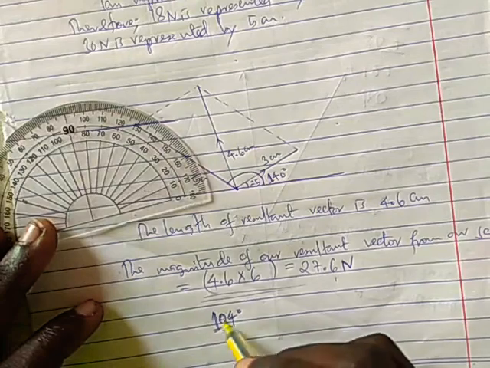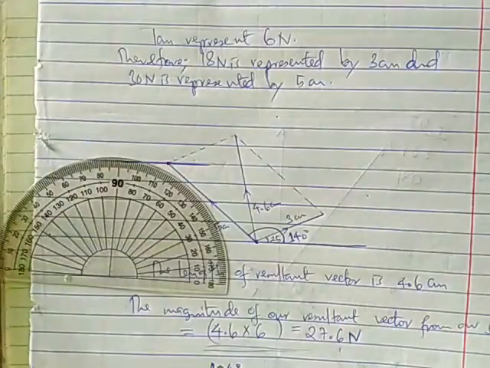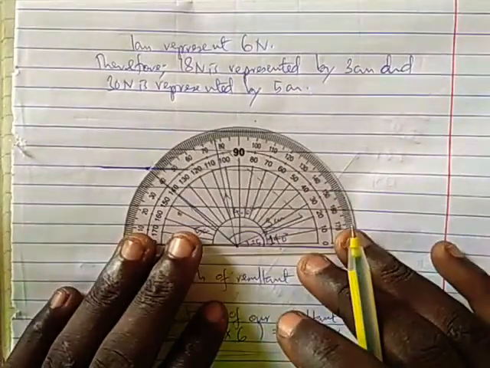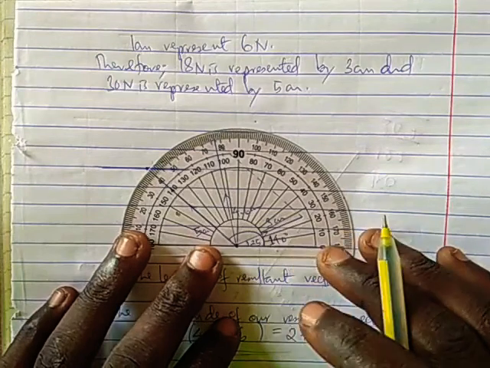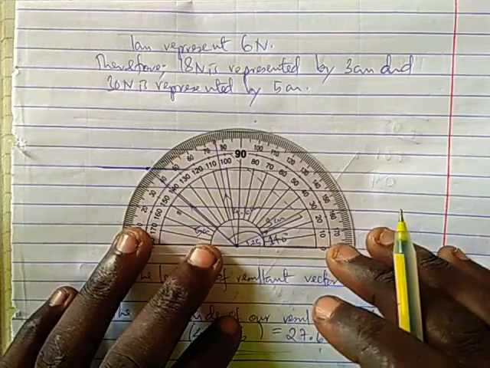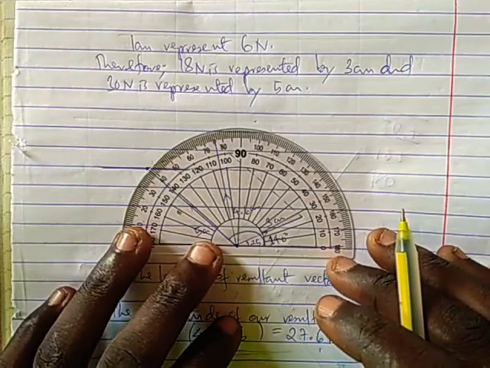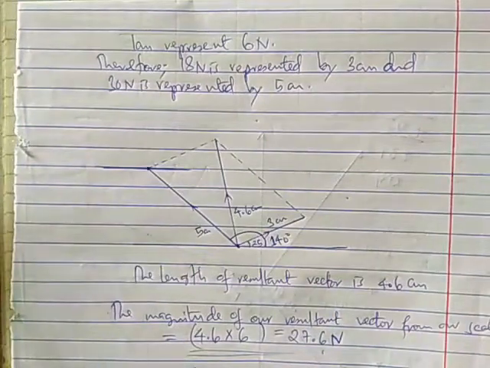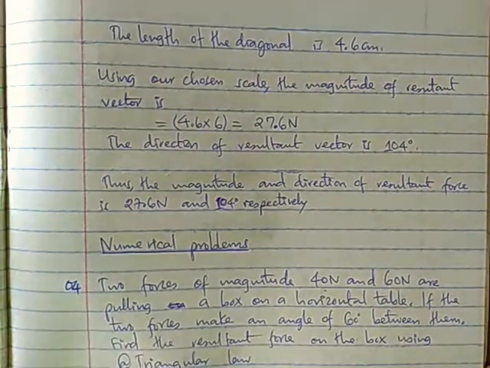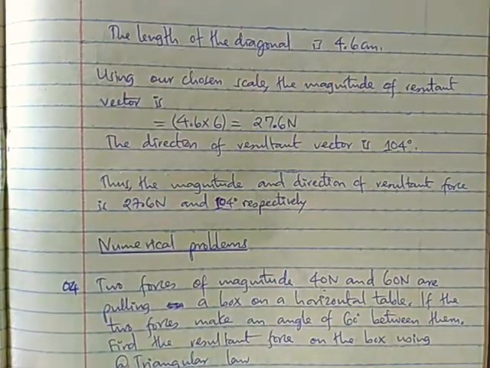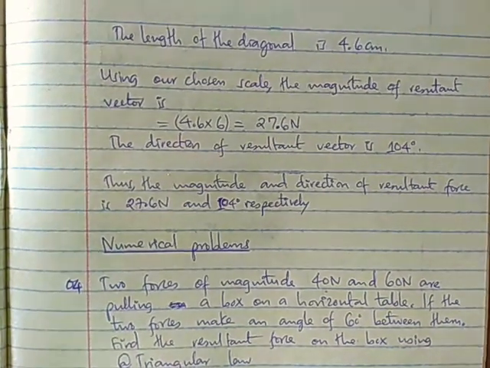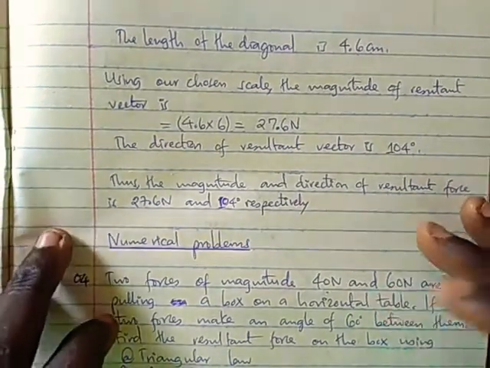Hivi vyote utavikuta kwenye notes, lakini hapa nilikuwa naonyesha demonstration jinsi ambavyo tunafanya. Angle yetu inakuwa ni 104. Ukipima tu vizuri hapo, kalaza protractor yako kwenye mstari vizuri, utaona kwamba angle yako unapata ni 104. Kwa hiyo finally hivyo ndivyo parallelogram law inavyokuwa. Ukipima hiyo length utapata hiyo hapo, na finally utapata angle, magnitude pamoja na direction kama hizo hapo.